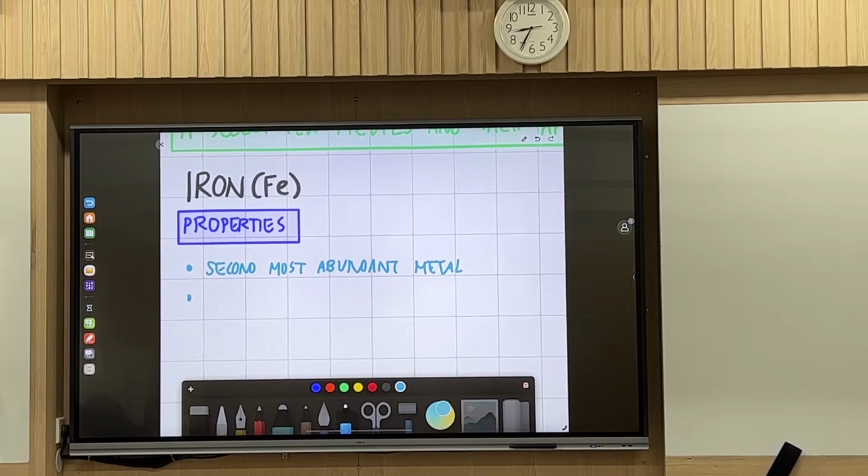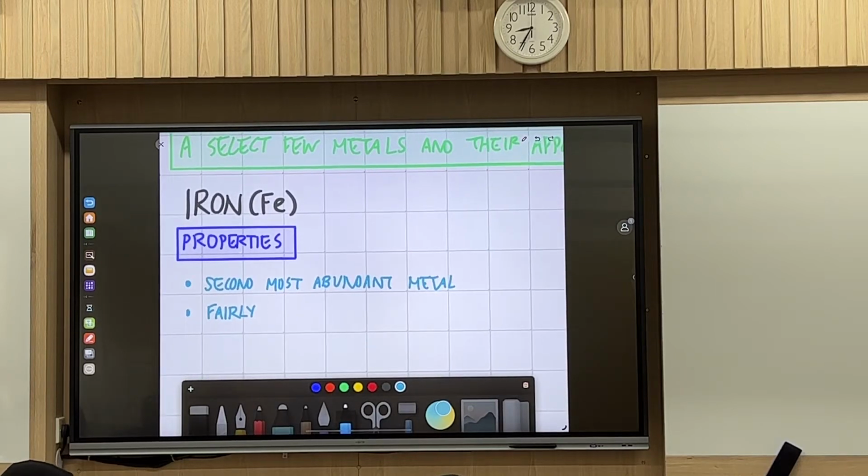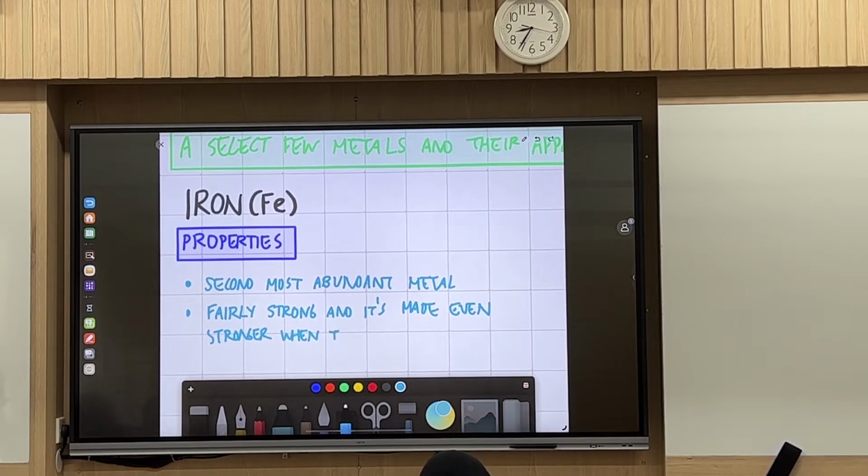The second feature of iron is that it's fairly strong, especially when it is turned into what we call steel. So all of you should have heard of steel, right? We use steel to make cutlery. We use steel to make the frame of the car body. Yeah, so steel is an alloy made from iron. Okay, so it's fairly strong, and it is made even stronger when turned into the alloy steel.